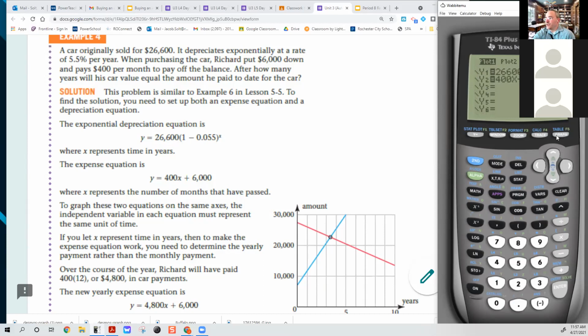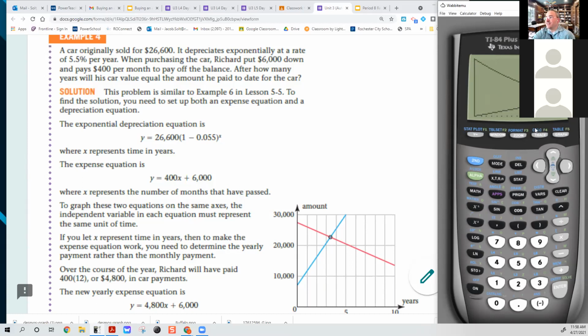All right, I can graph these. Oh, I've got some funky stuff going on with my graph. Let me turn the stat plot off. This is a residual graph from my stats class. Okay, and then I'm going to zoom, and I want to zoom fit this. Zoom fit, it's choice number 0. There's the curved line. That's the exponential depreciation. That's what I put in y1. And then it'll graph the straight line, which is my y2.